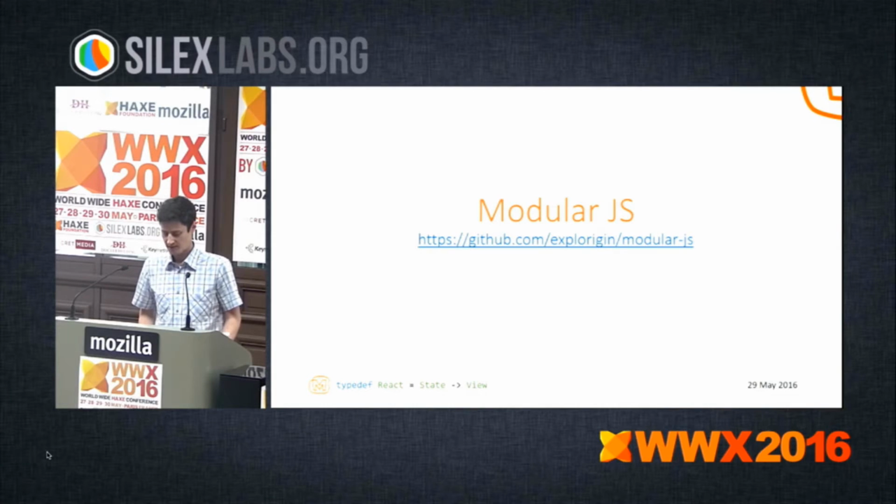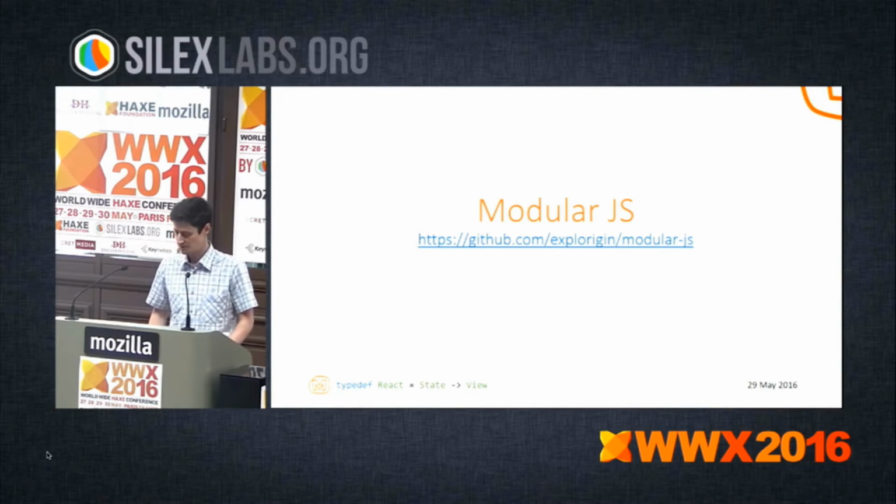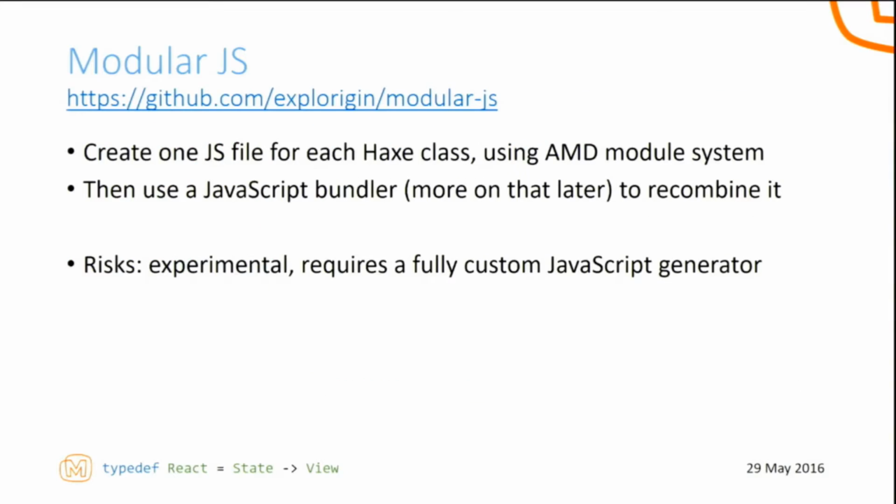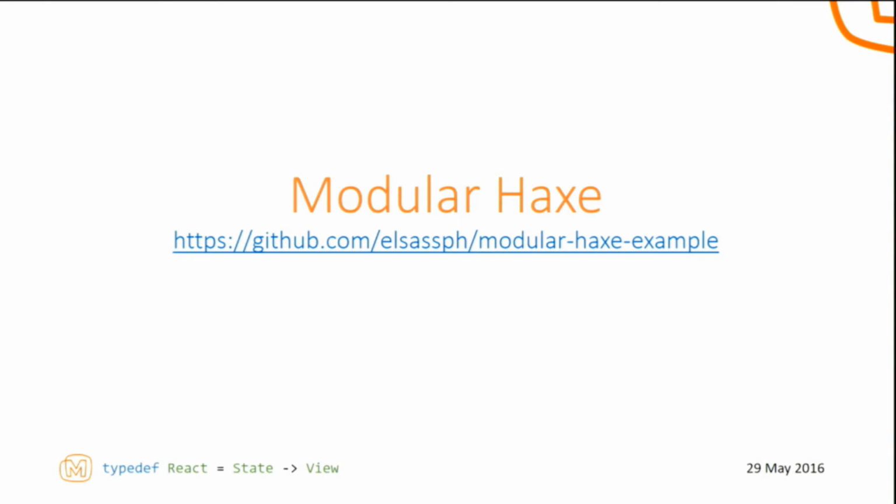Right. So for the sake of completeness, I mention modular.js, to avoid confusion. So this is one project that aims to make Haxe work better with JavaScript. So this one is kind of crazy. It's kind of a futuristic approach. It generates one JavaScript file for each Haxe class. And then you use a JavaScript bundler to put that back together into one or more bundles. So more on that later. I think that there is enormous potential. But for now, I'm going to show you what I've done on modular Haxe.